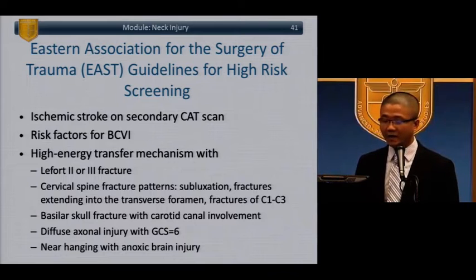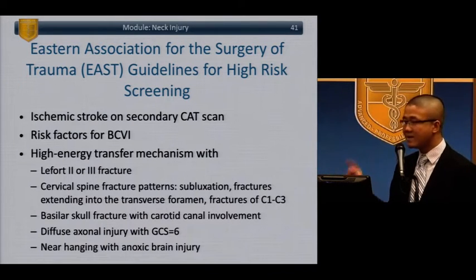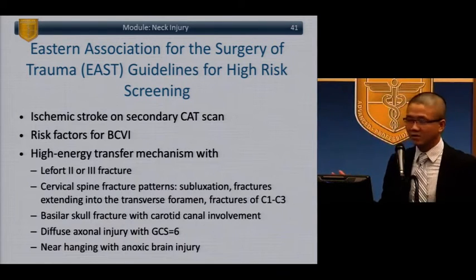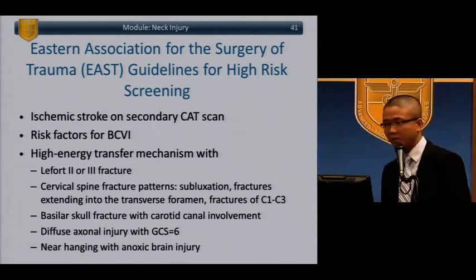Cervical spine fracture pattern. So specifically high fractures in C1, C3, right? Fractures that extend into the transverse foramen, not the transverse process. Basilar skull fractures, anytime we see a basilar skull fracture, we're concerned about a constellation of things, obviously including spinal cord injury, traumatic brain injury, and then certainly blunt cerebrovascular injury.